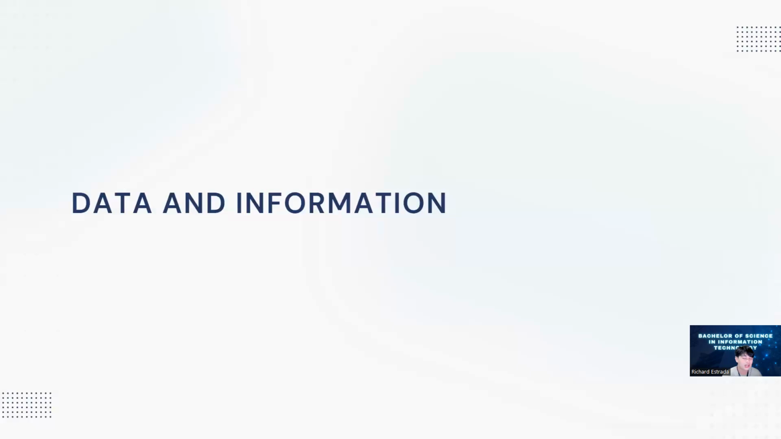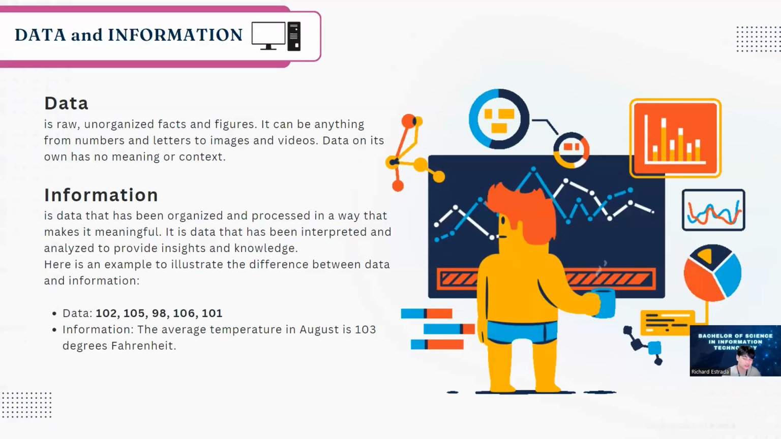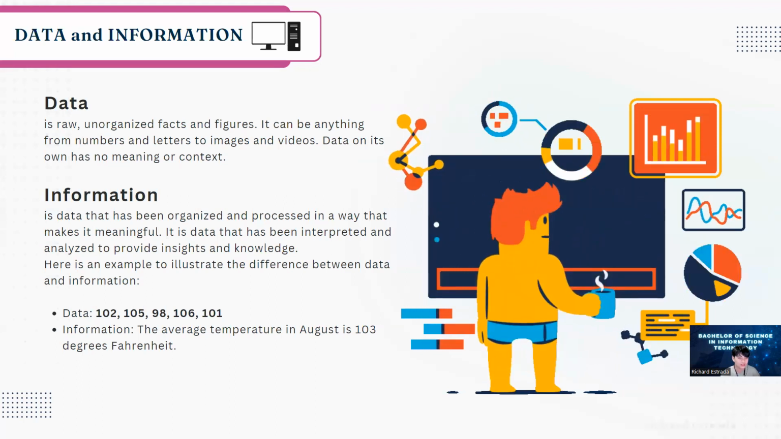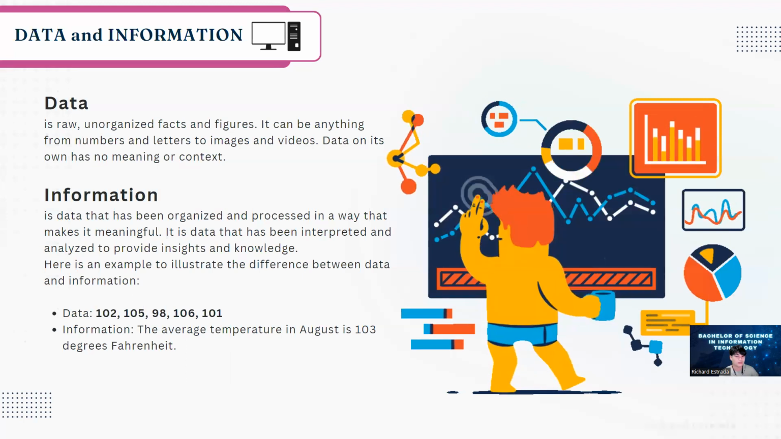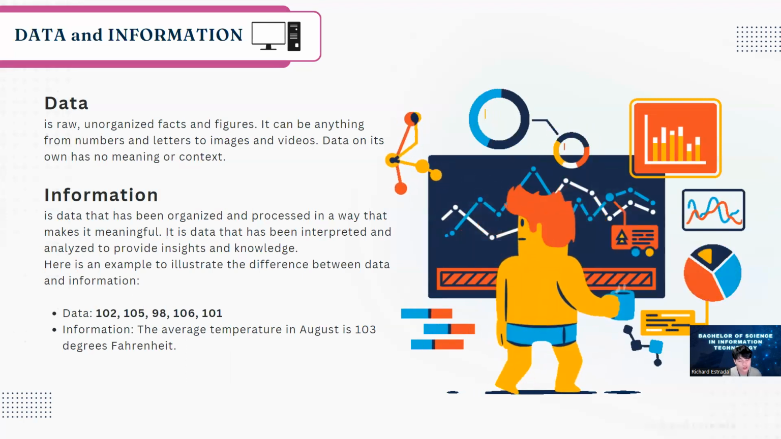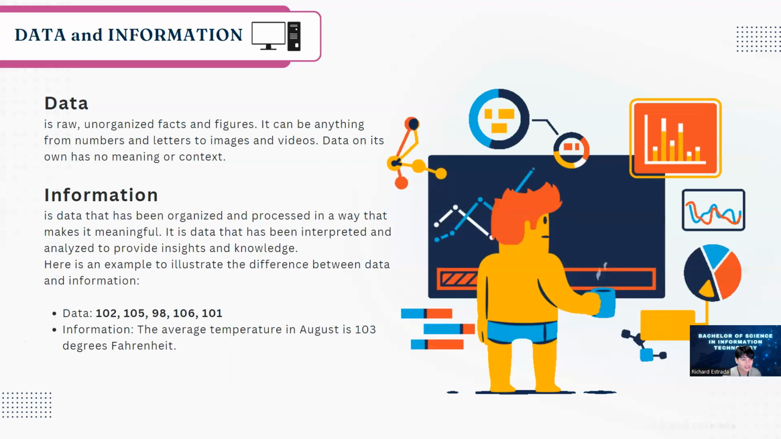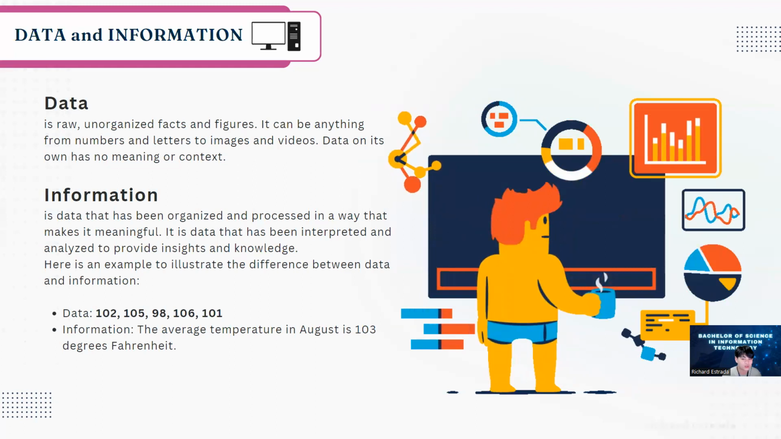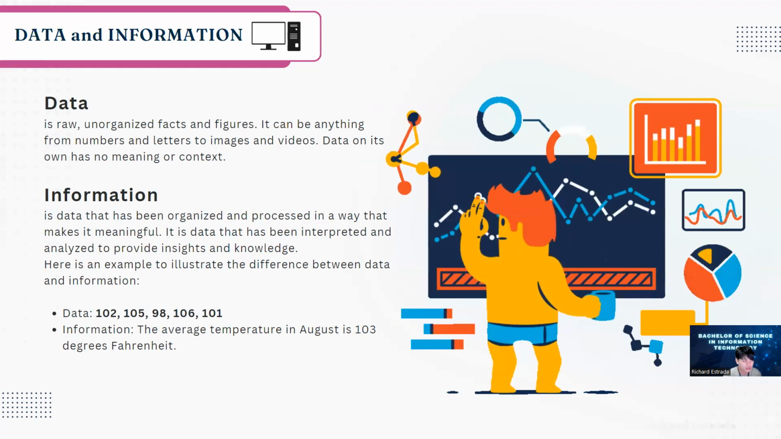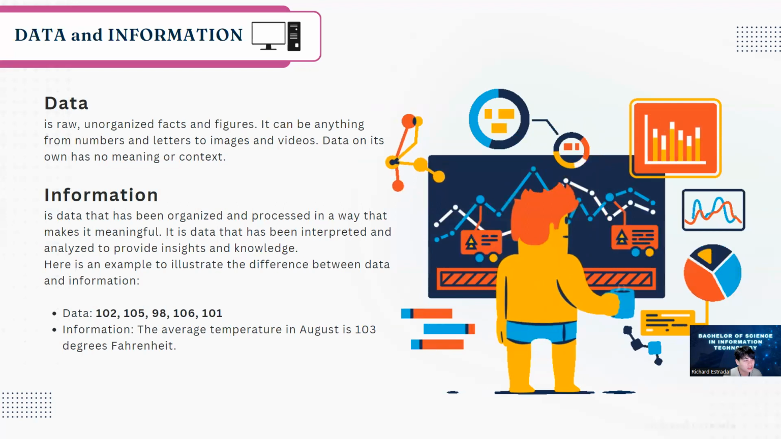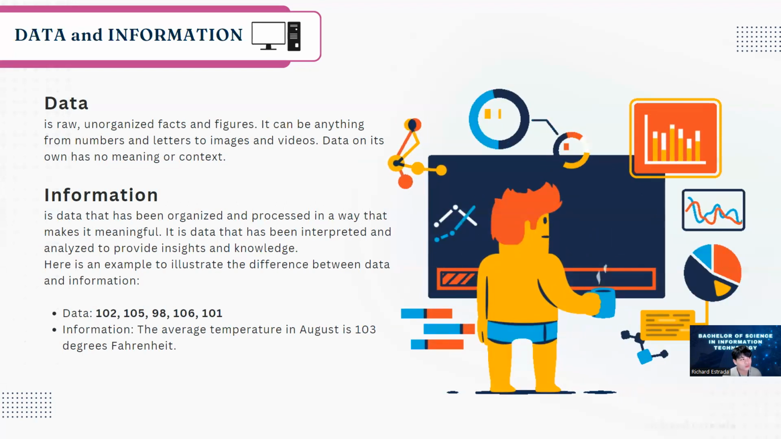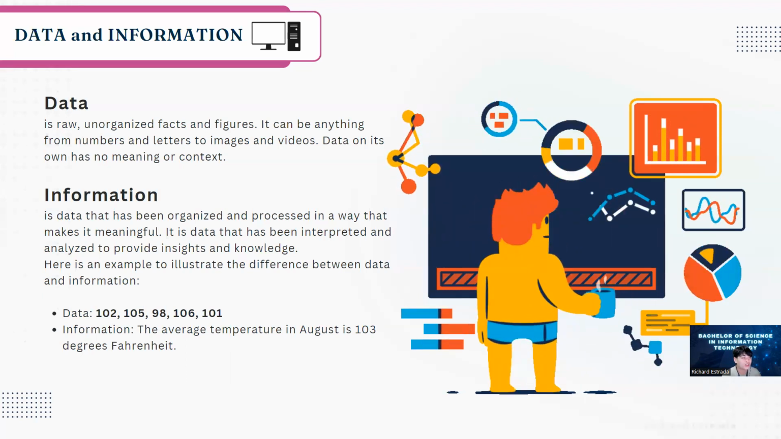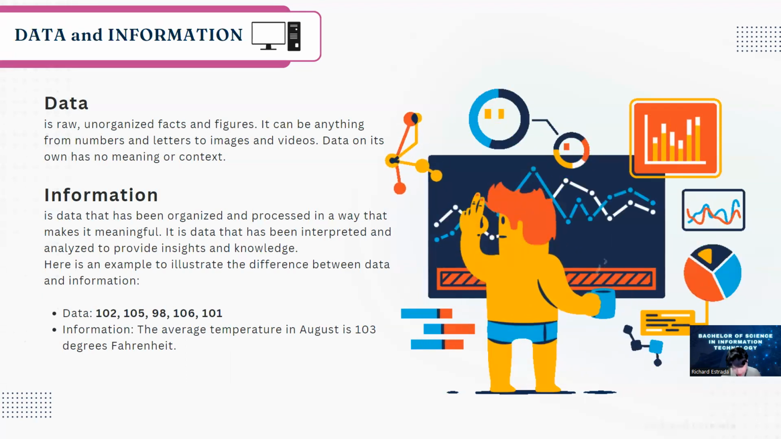Next, data and information. We need to tackle this first because it's important that we understand what data and information are all about, since computer is all about data and information. So data is raw and unorganized facts and figures, and it can be anything from numbers and letters to images and videos. Data on its own has no meaning or context. An example of data, a student: your name, your address, your age, your gender, your blood type, and etc.